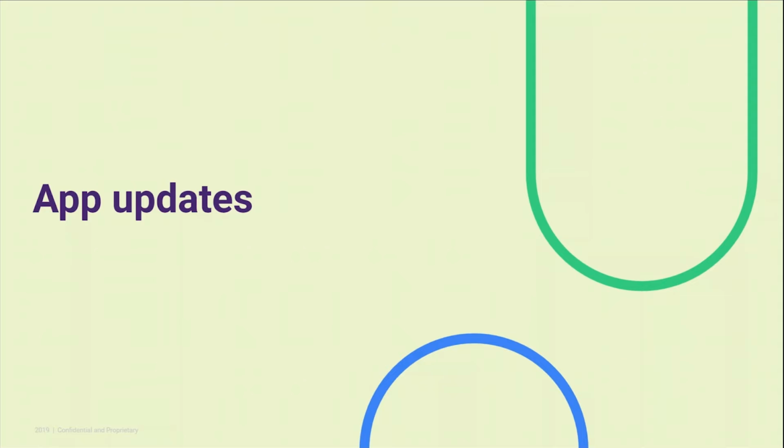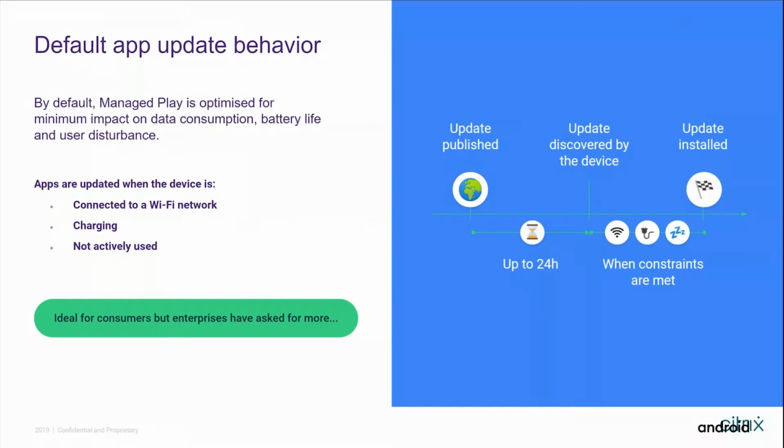So there is a default behavior and IT admins can customize it to fit their needs. And we're giving even more control to IT admins, as we will see in a video, because that is what enterprises have requested. So first, let's talk about the default behavior. It is optimized for minimizing the impact on mobile data and on battery life, which sounds great, right? And minimizing your user disturbance, which is also great, to be honest. But apps are updated when the device is connected to Wi-Fi, charging, and not actively used.